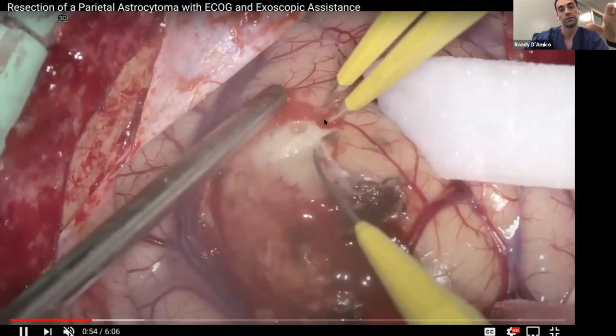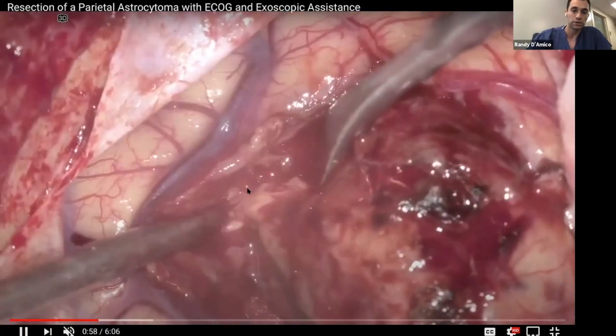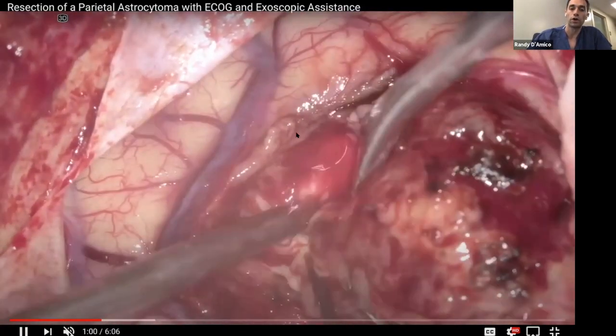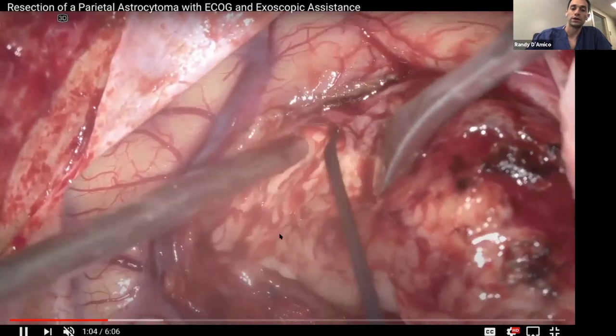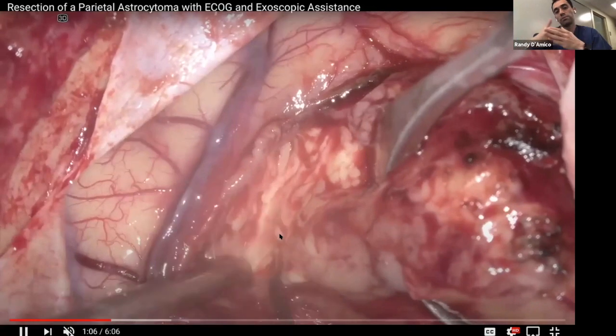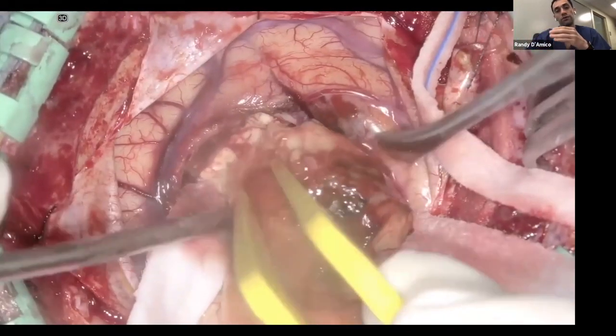There's a little bit of bleeding from the capillaries. Again, the blood vessels run there. And what you're going to see he does is almost bluntly, there's no real cautery here at the tumor edge, using suction and blunt dissection to find a gliotic plane around these things. The brain doesn't like them for the most part, and to stay just around the tumor.